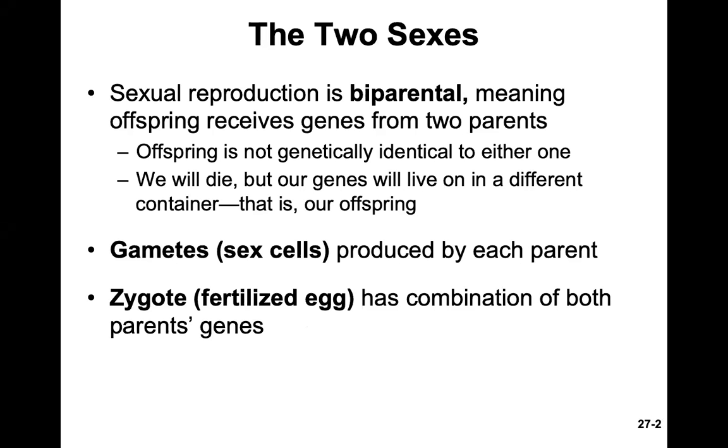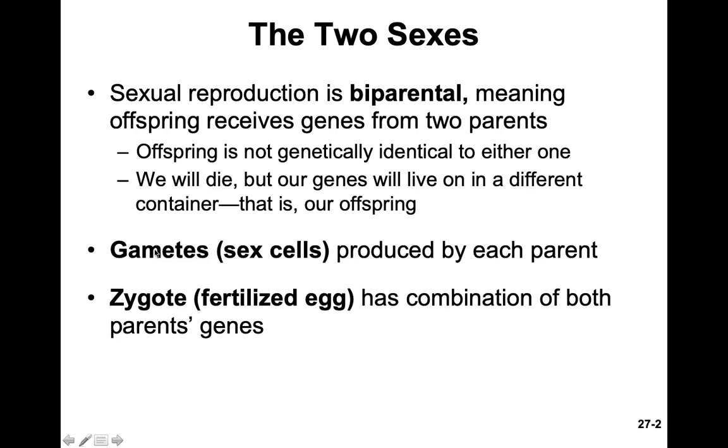This means that the offspring is neither exactly like one parent or the other because it has genetic material of both parents. This means that each of us, of course, are going to die. None of us lives forever. But if we have offspring, then our genetic material ends up continuing through our offspring.